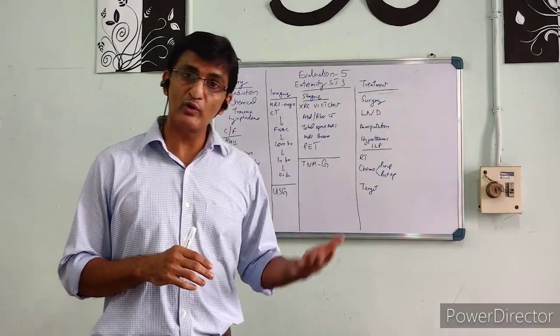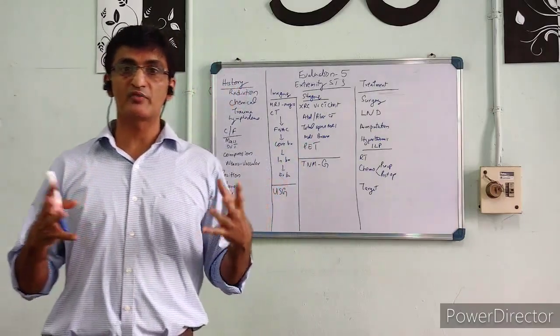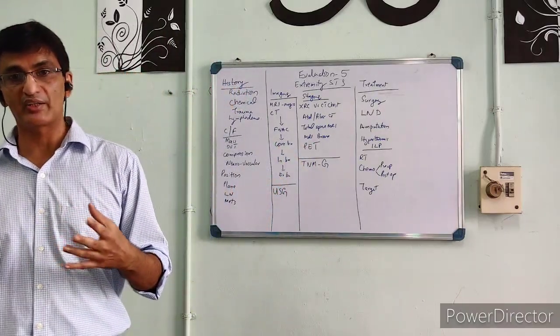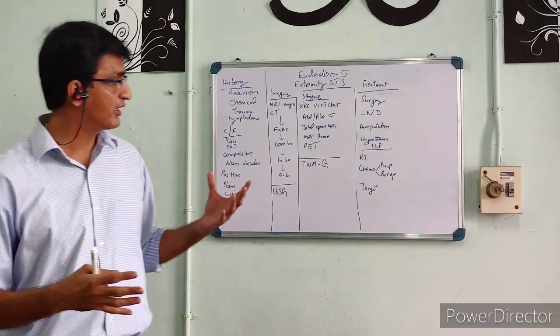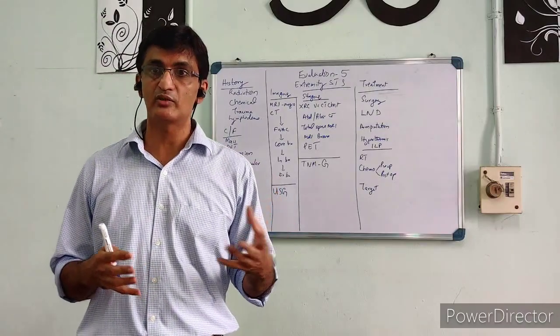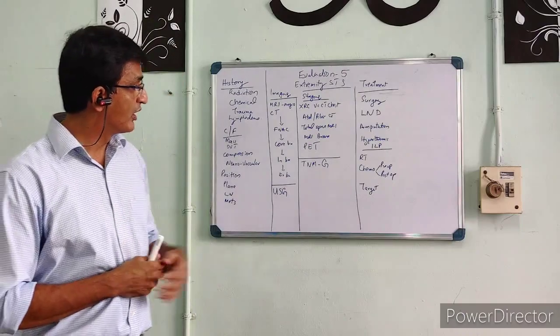Some people also give preoperative radiation. If it's a very large infiltrating tumor and you are not able to excise it, you can give preoperative radiation, try to reduce it in size and then go for surgery.